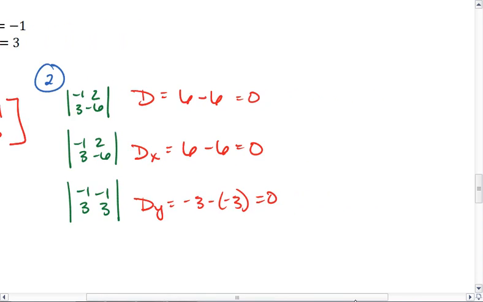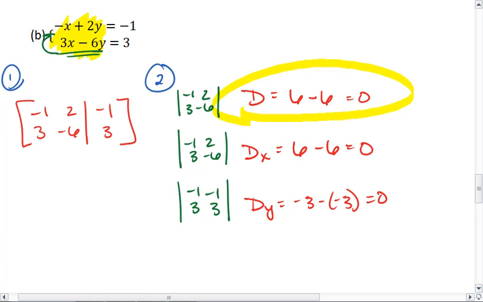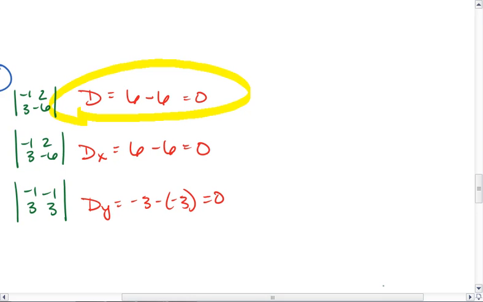Okay, when this happens, first of all, if you get the determinant equals 0, it means that your x and y's in the second equation are just a multiple of the first. So it means one of two things: either we have no solution or infinitely many solutions.